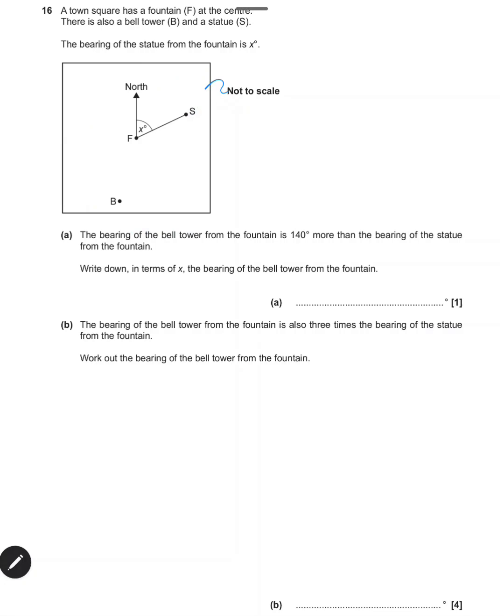Question 16, we've got a bearings diagram with algebra, so this is a bit gross. It says the bearing of the bell tower from the fountain. So what we're looking at here is there's the fountain, that's towards the bell tower, and the bearing of the bell tower from the fountain will be that one. And it says it's 140 degrees more than the bearing of the statue from the fountain. So this here is 140 degrees more than this x. So as an algebraic expression, we're going to write that as x plus 140. It's just this total bearing altogether.